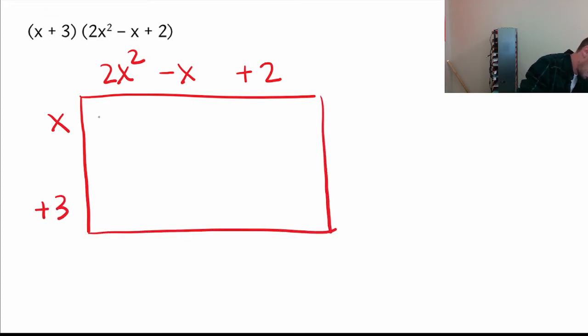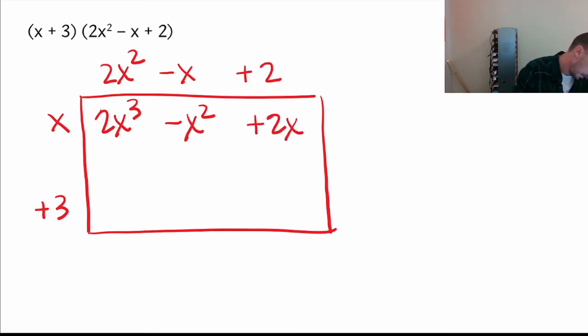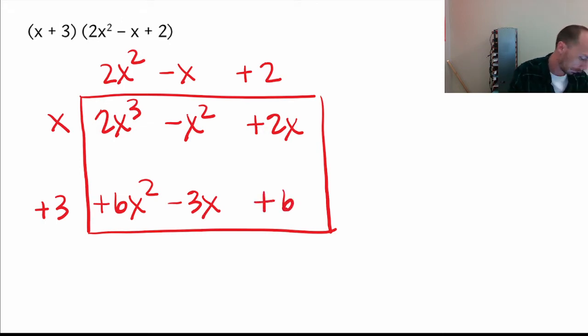So 2x squared times x is going to be 2x to the 3rd. x times negative x is negative x squared. 2 times x, that'll be plus 2x. Then I'm going to multiply everything by 3. So 2x squared times 3 would be positive 6x squared. Positive 3 times negative x is negative 3x. And positive 3 times positive 2 is positive 6.